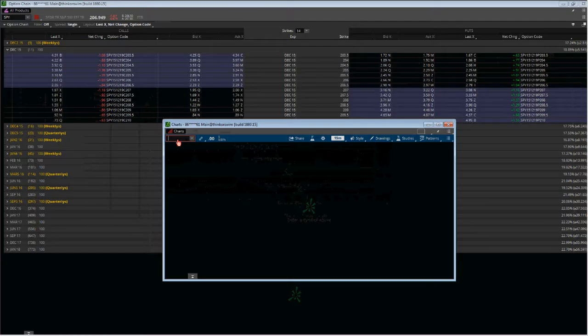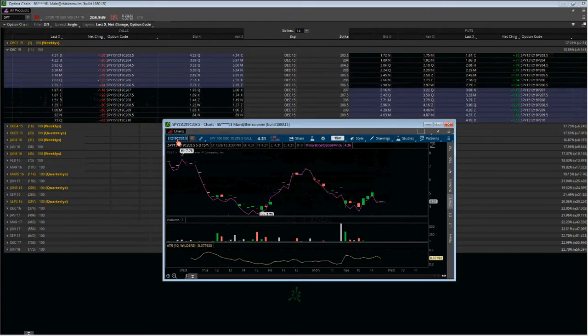Actually, it's 19. That's weird. TD Ameritrade still has them for this one in particular expiring on the Saturday. So anyway, this will allow you to chart the actual option.